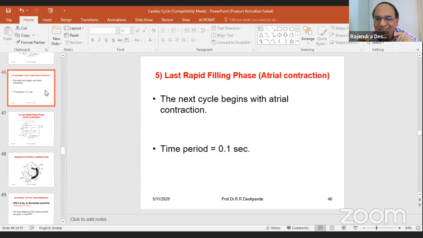But we are very stingy by nature. What do we do? We press that tomato ketchup bag for the last drop. So that pressing of the tomato ketchup bag is like this last rapid filling phase. That is the atrial contraction, because it requires some pressure. Previously, it was automatic because of gravitation. Now it is the pressure. So this is more important.